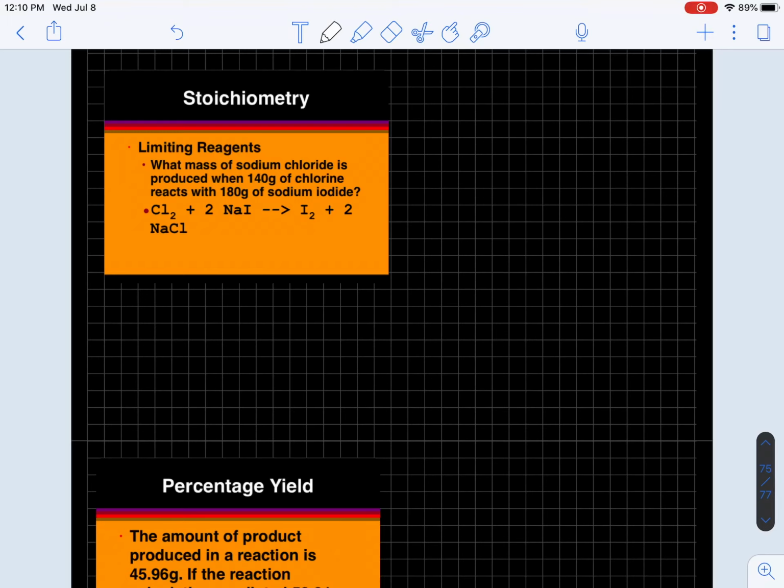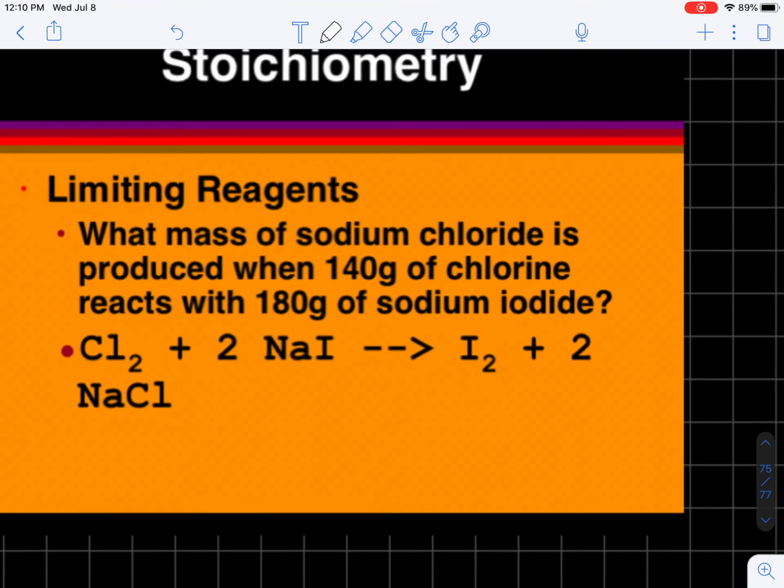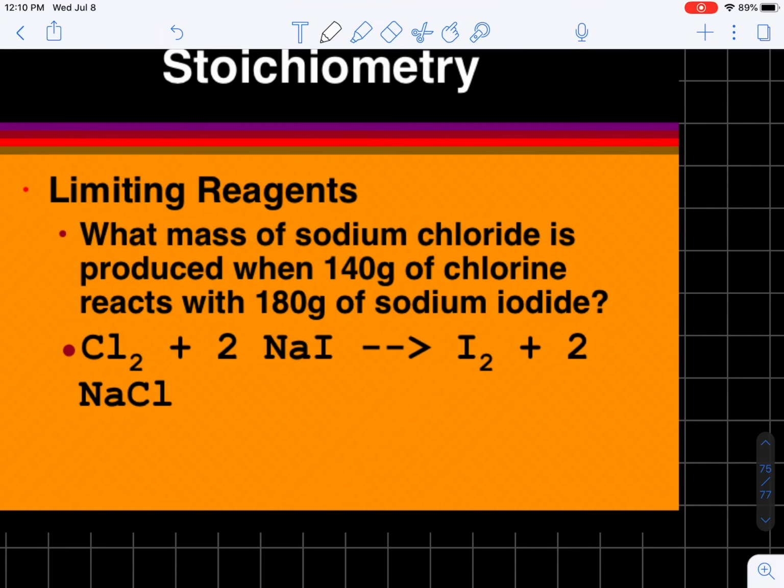We said that it's really not practical to go into the lab and try to measure out the exact molar relationships. When we get to equilibrium chemistry in the fourth marking period, we'll see that there's something called Le Chatelier's principle, where there's actually a benefit to making one of the chemicals an excess chemical. But for now, we'll deal with a problem like this.